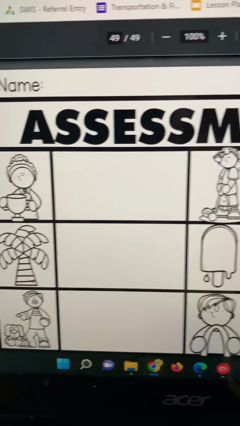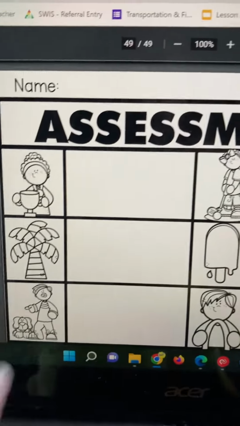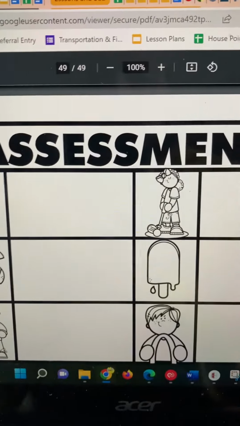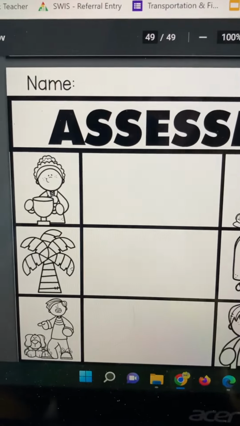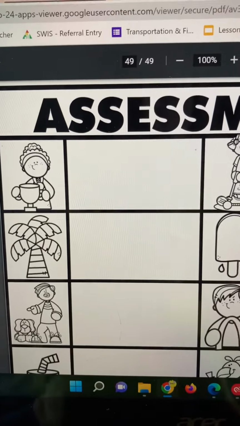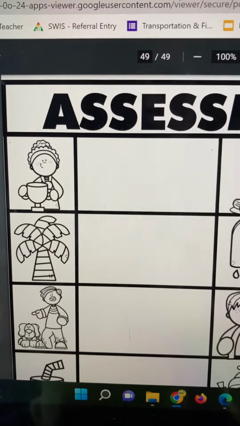Here we go. This is this week's spelling test, and please make sure to put your name and number up at the top. Number one. I guess there's not numbers here. Let's go ahead and begin.